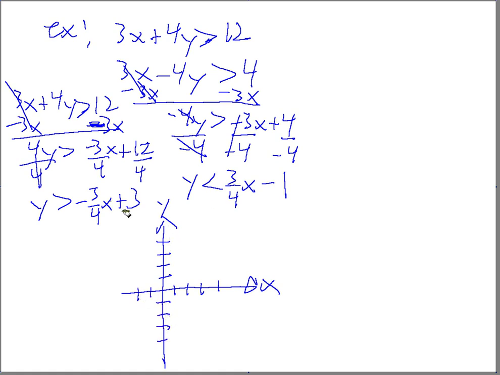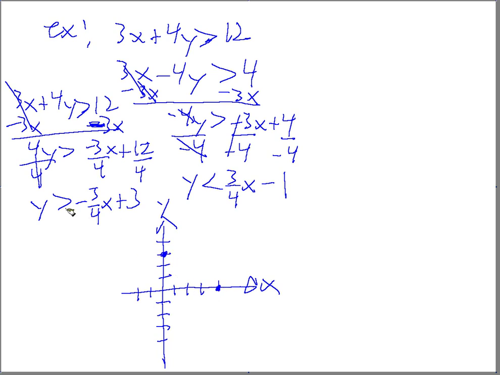Alright, let's graph the first one here, negative 3/4 x plus 3. Start off at 3 on the y-axis, as we've done in the past, right? Slope is what? Negative 3/4, so we'll go 3 down and 4 to the right. 1, 2, 3, 4 to the right. We get the other x, get the x-intercept in this case, right?